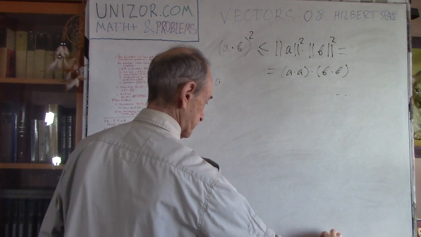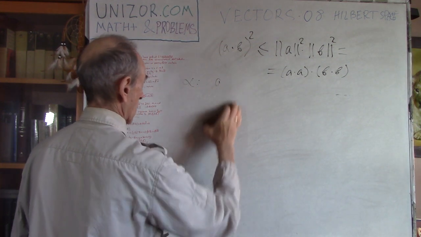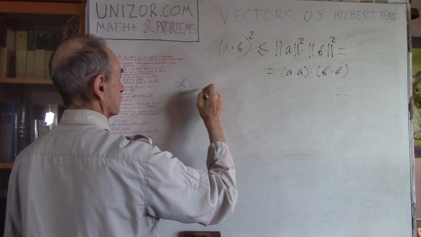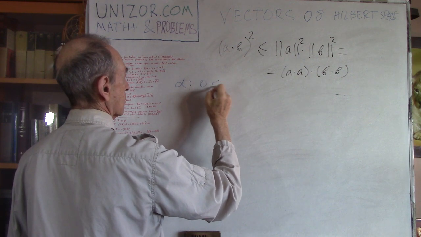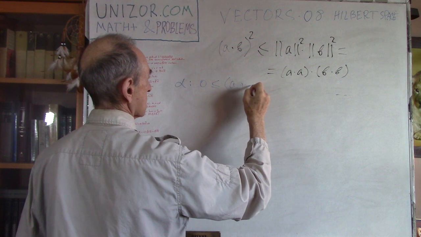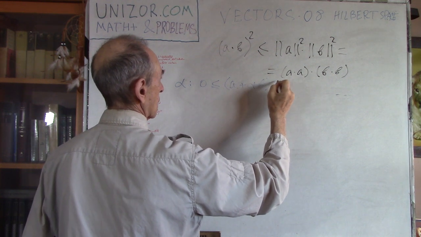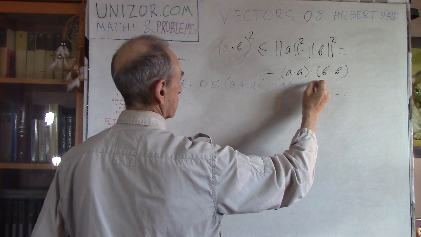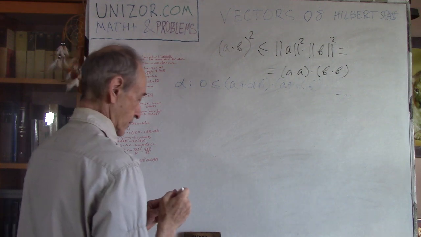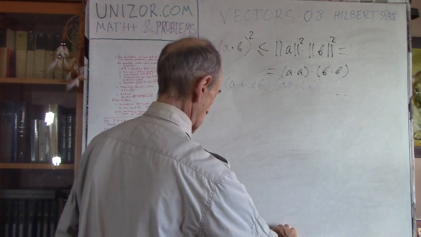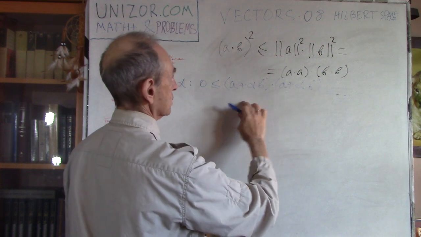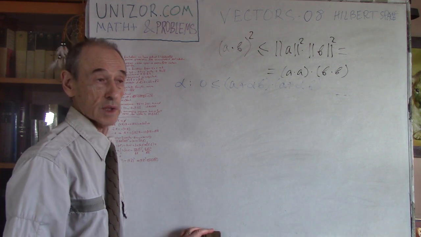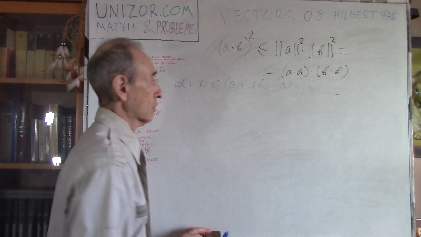expression. Alpha, 0 less than or equal to (a plus alpha b) scalar product (a plus alpha b). Okay, now this is the same vector multiplied by itself, and we know that this is greater than or equal to 0. This is one of the first axioms which we were talking about today, right?